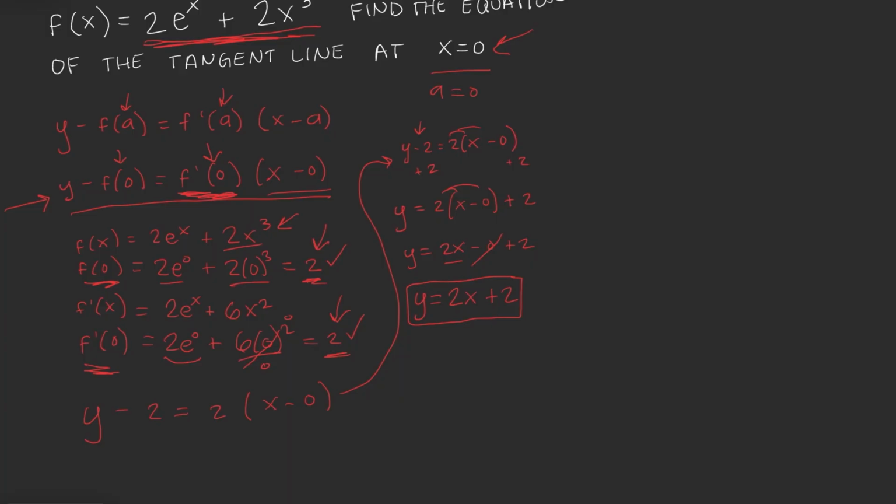So remember, the original question was for us to find the equation of the tangent line at x equals 0, and here it is. And our final answer is in the slope-intercept form. So in the previous question, we used the other format, but here the final answer is in the slope-intercept form. This is our final answer. Let's move on to the next question.